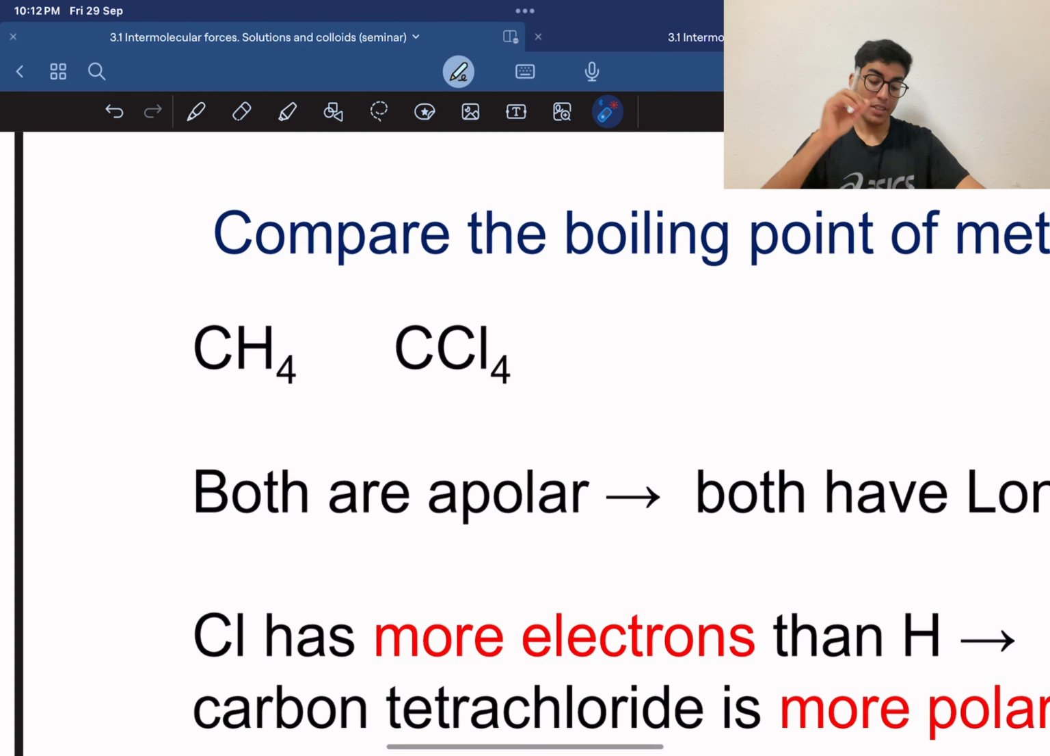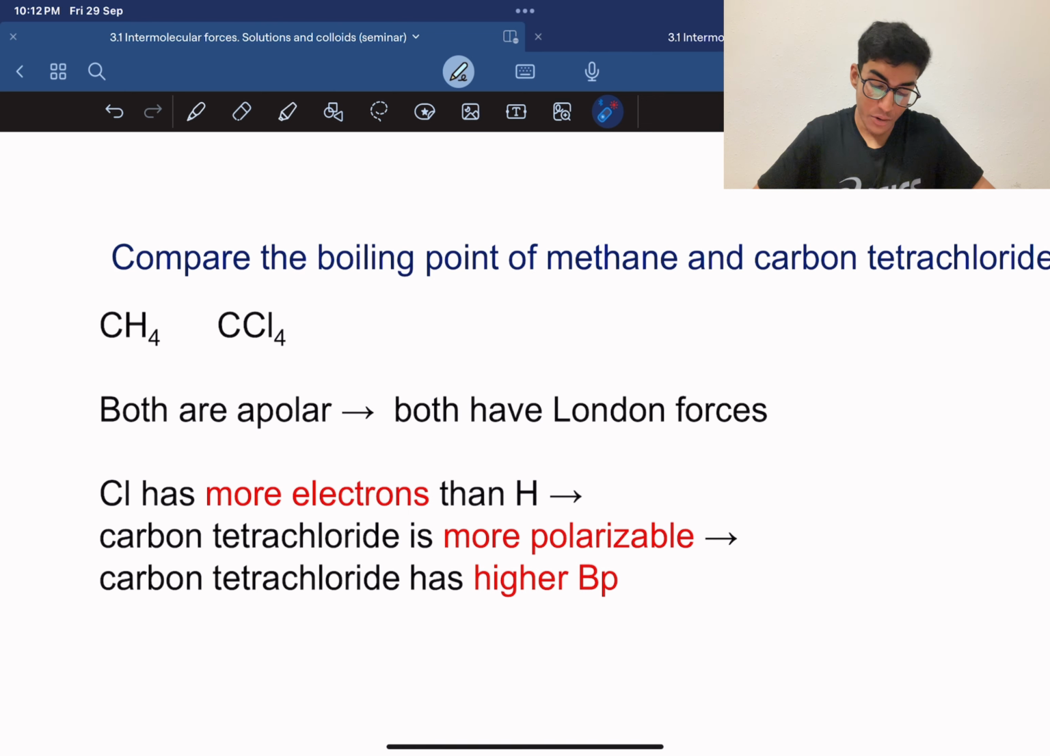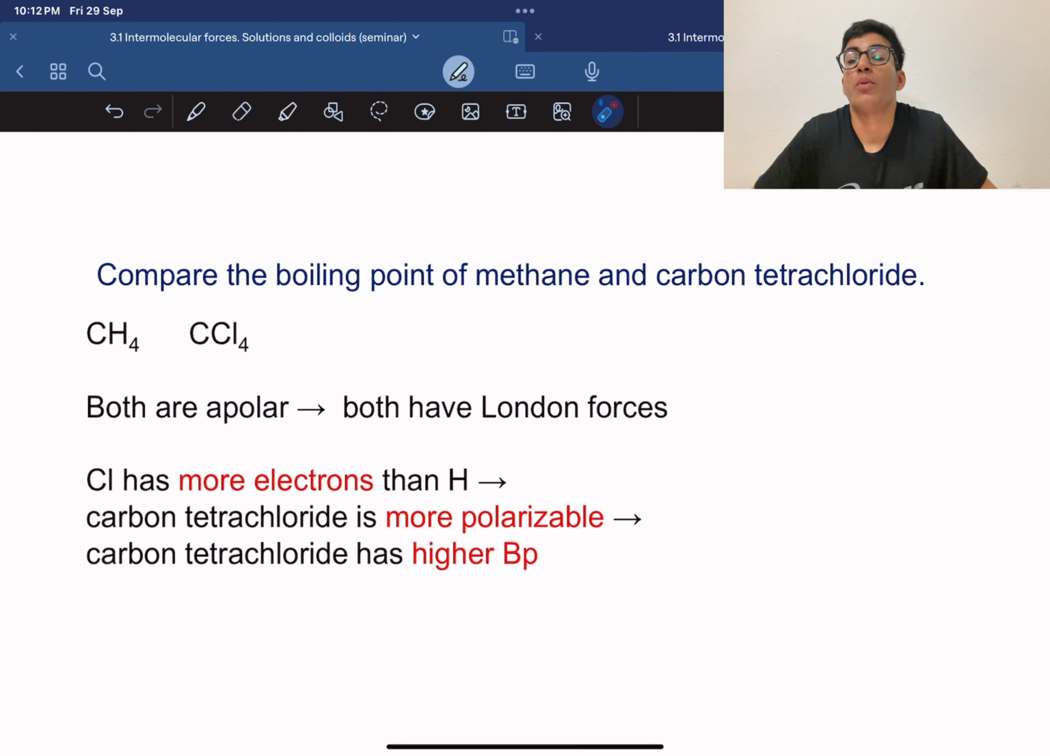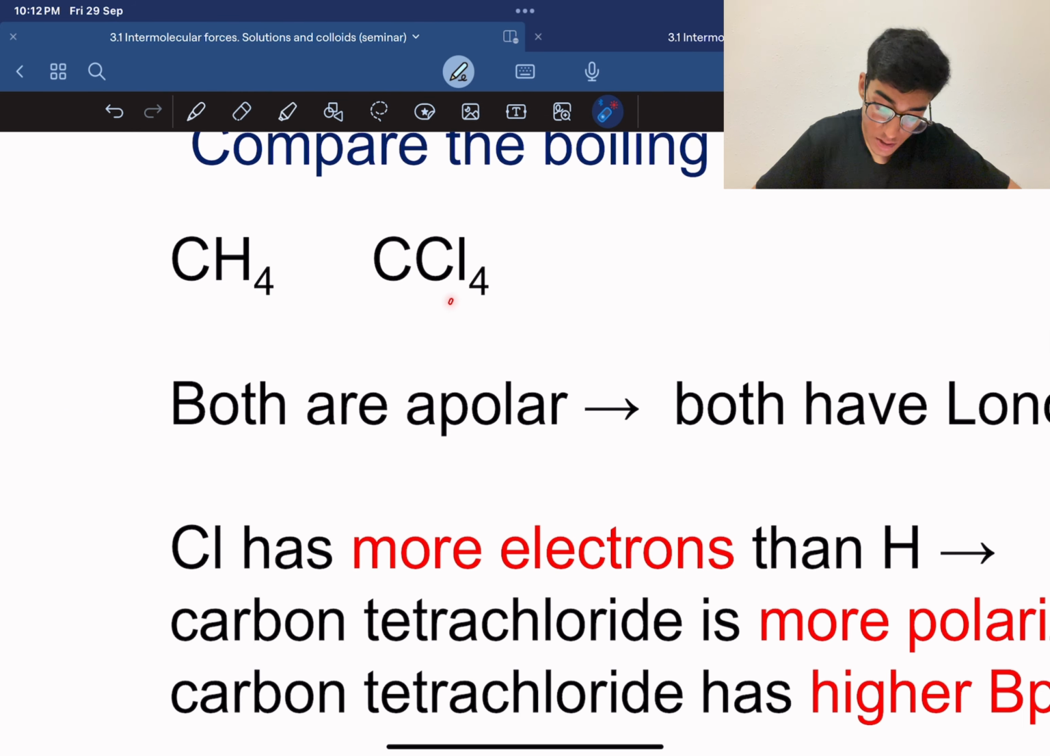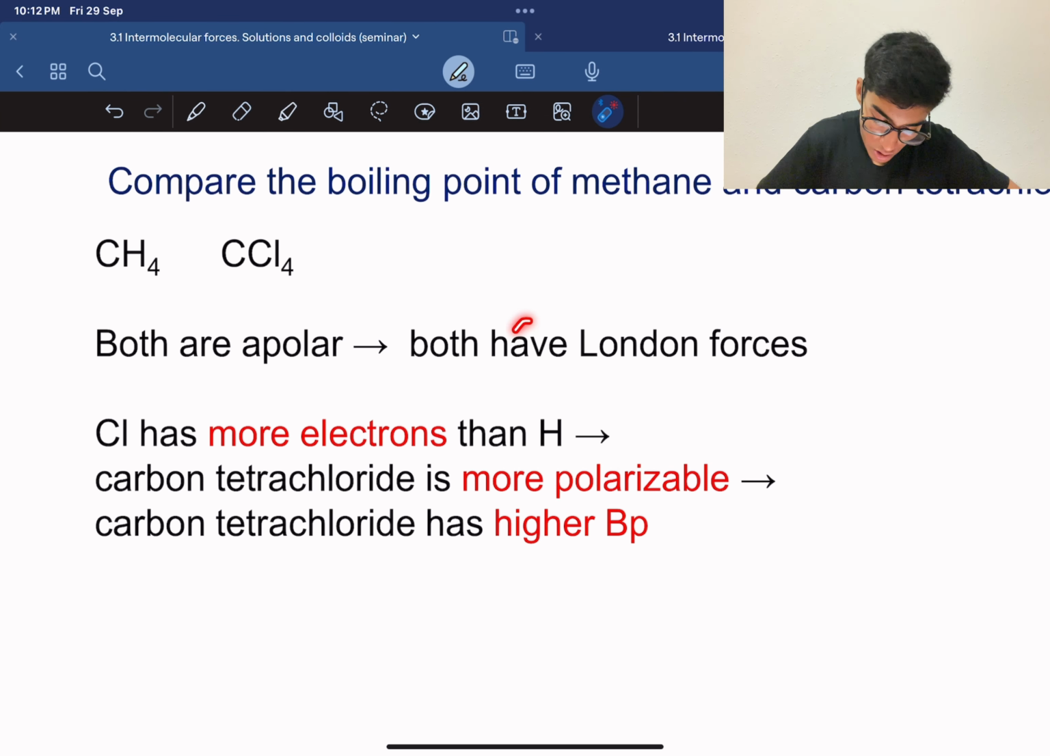Okay, but CH4, CCl4. Compare the boiling points. We just need to see which has a stronger bond. Let me explain this very simple concept. C, wait, chill out, what happened?